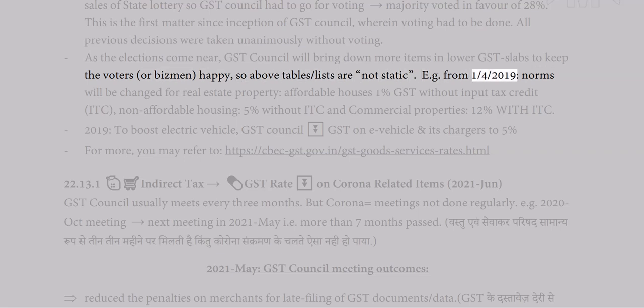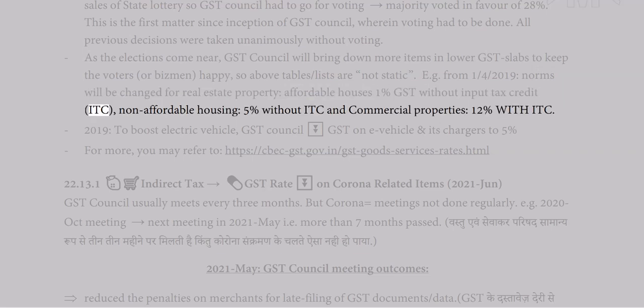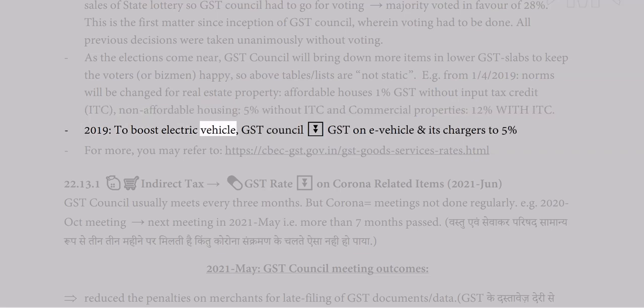E.g., from the 1st of April, 2019, norms will be changed for real estate property. Affordable houses: 1% GST without input tax credit, ITC. Non-affordable housing: 5% without ITC. Commercial properties: 12% with ITC. In 2019, to boost electric vehicles, the GST Council brought down GST on e-vehicles and their chargers to 5%.